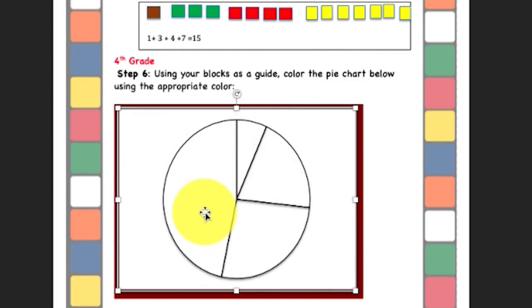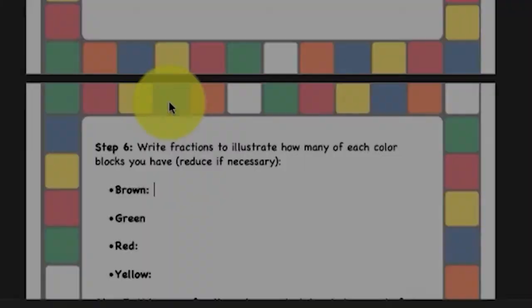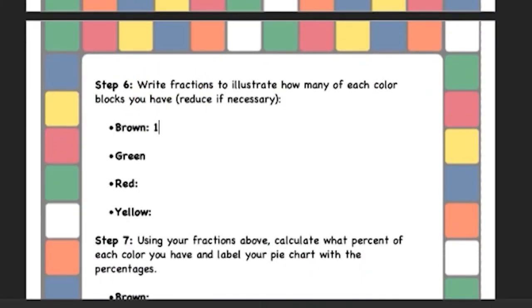Well, I know that I have the most of the yellow cubes. So I know that that's going to be the largest piece of my pie. I had 1 brown one, so that's 1/15.